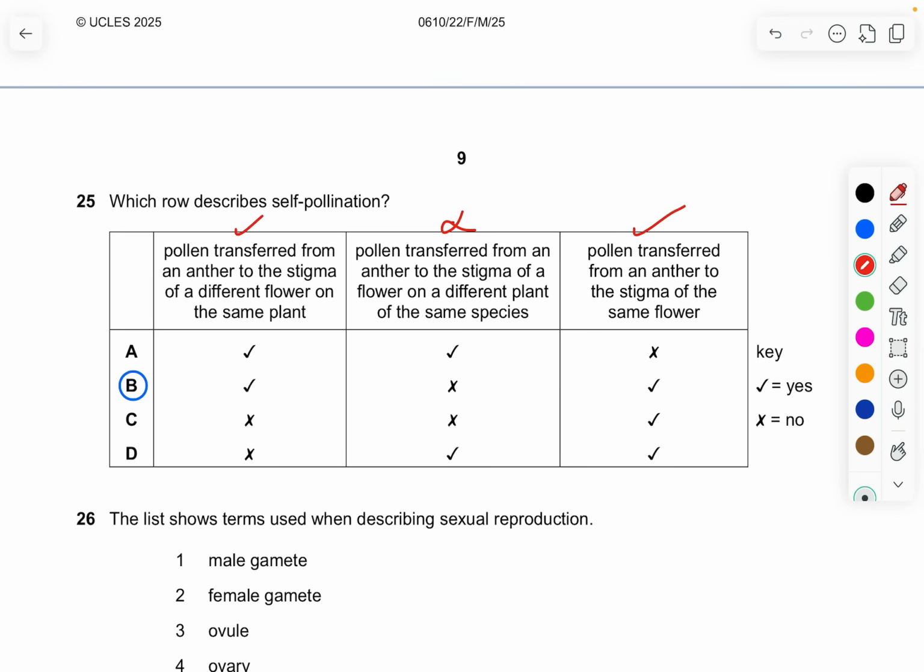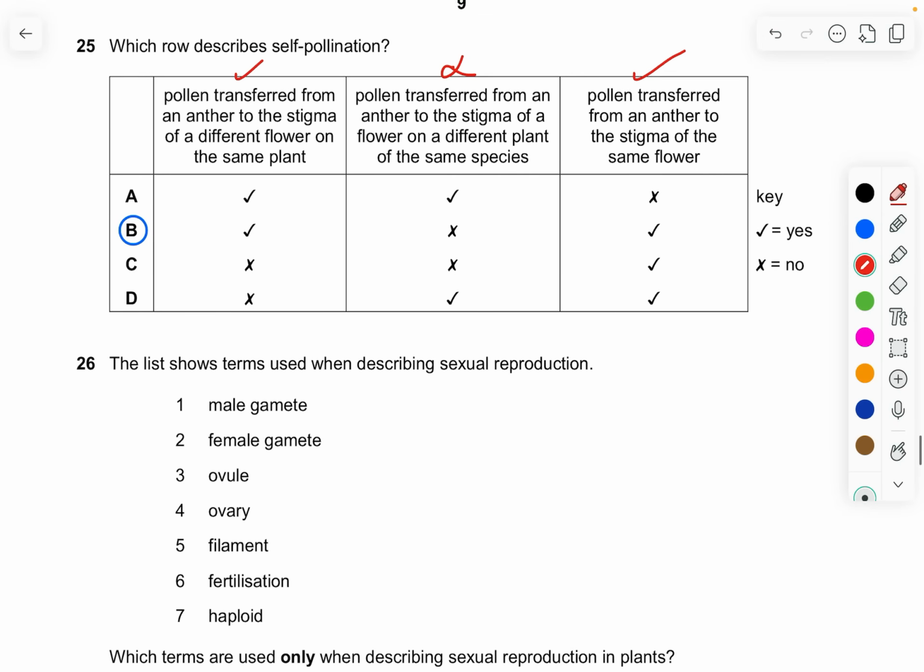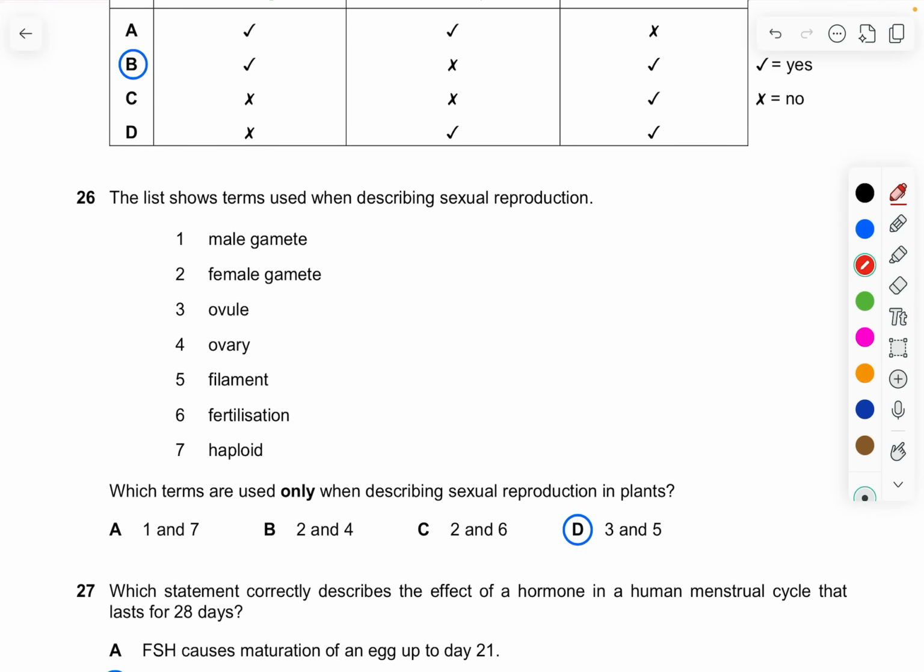Yes, because going back to your own self, the same flower on your own, which is actually correct. Question 26. The list shows terms used when describing sexual reproduction. Which terms are used only when describing sexual reproduction in plants?